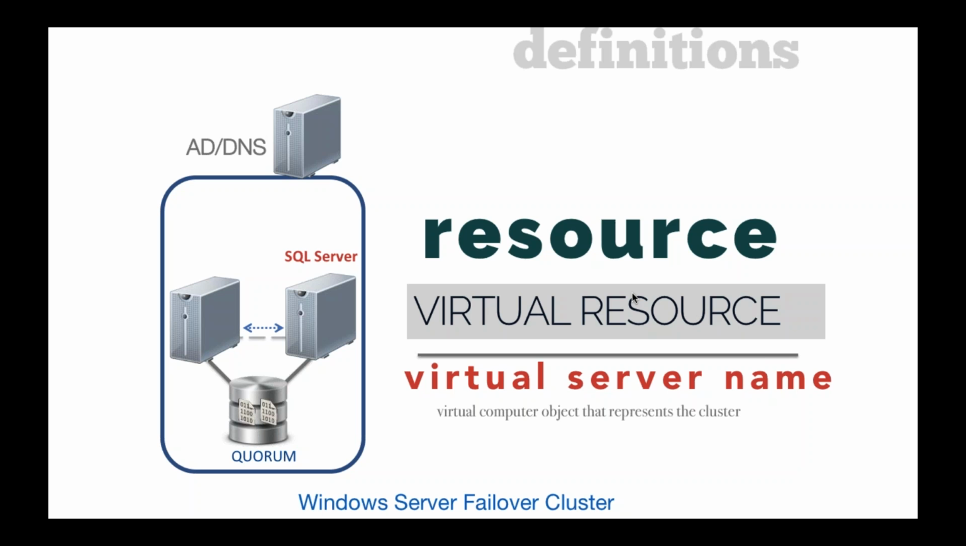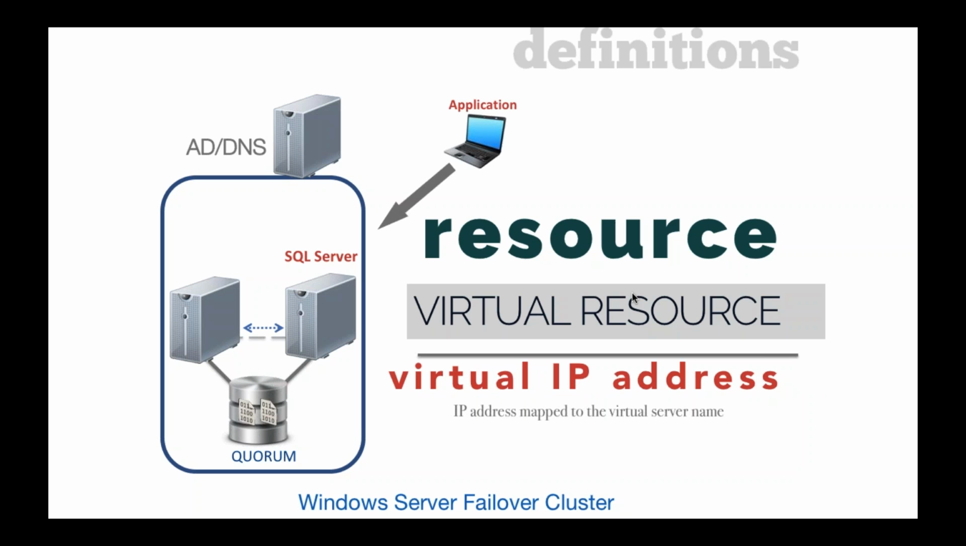I sometimes call this the DNS alias, because the virtual server name can move between any of the nodes within the cluster. Again, it's part of the whole concept of high availability. And then, of course, the virtual IP address that maps to the virtual server name. So when your application connects to it, whether it's a failover clustered instance or an availability group, in an availability group you're going to be using the listener name. And the listener name is nothing more than a virtual server name with a corresponding virtual IP address.